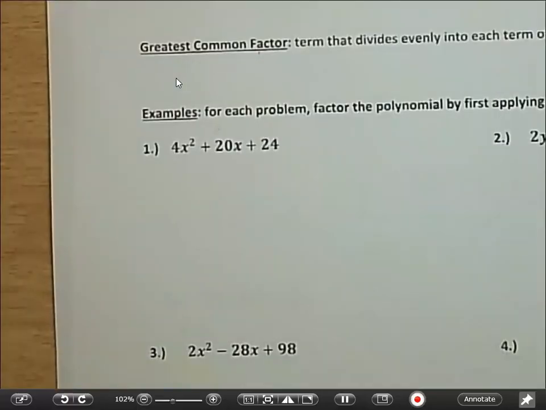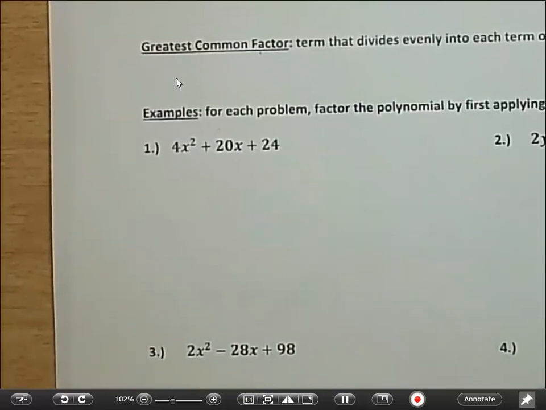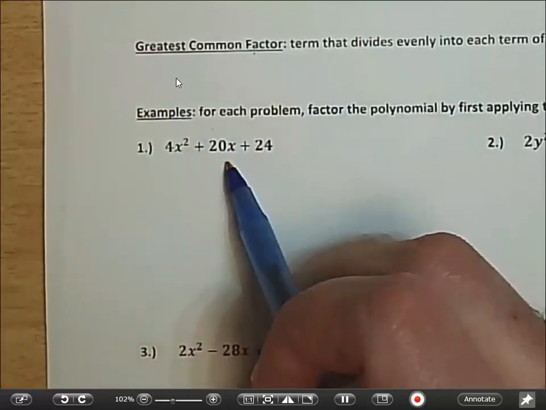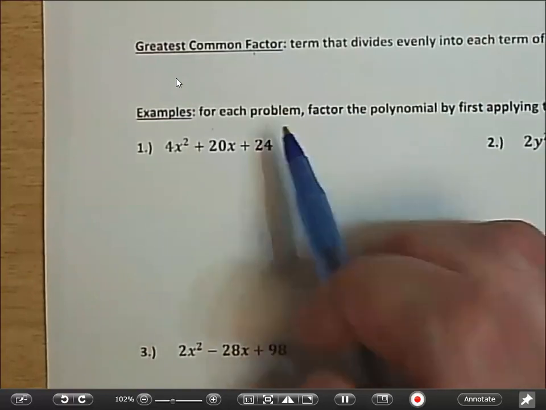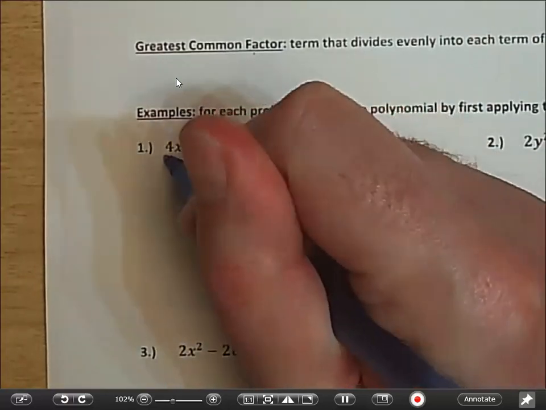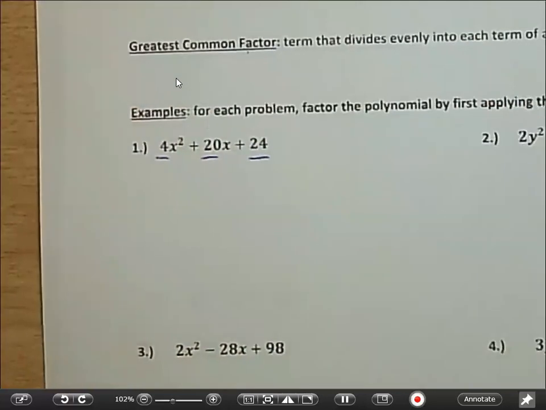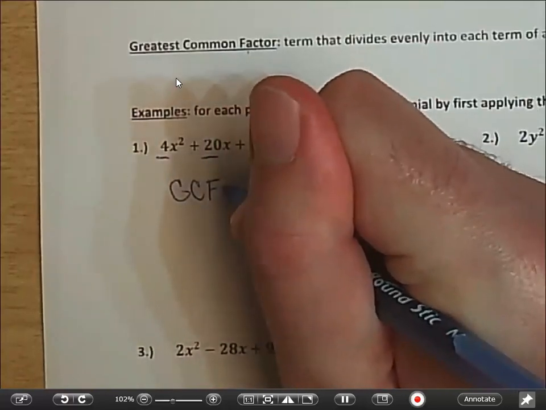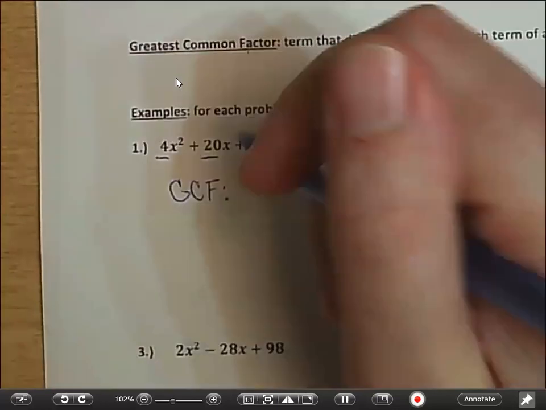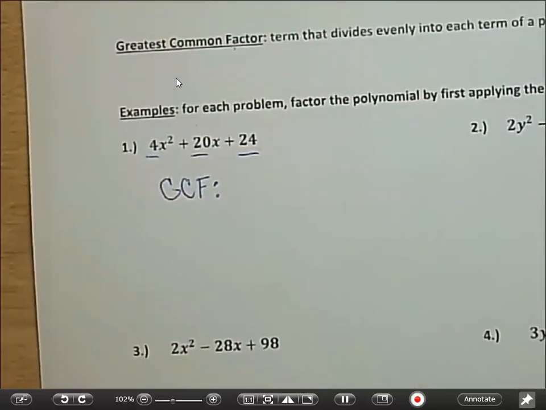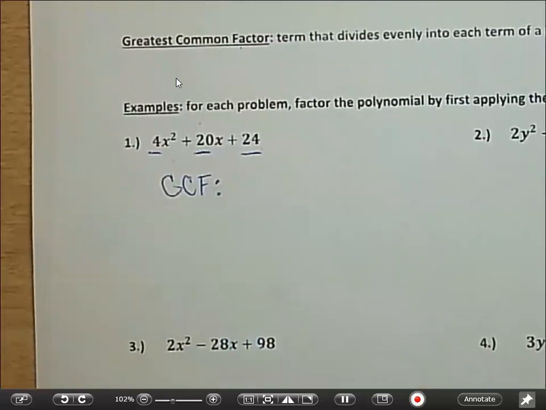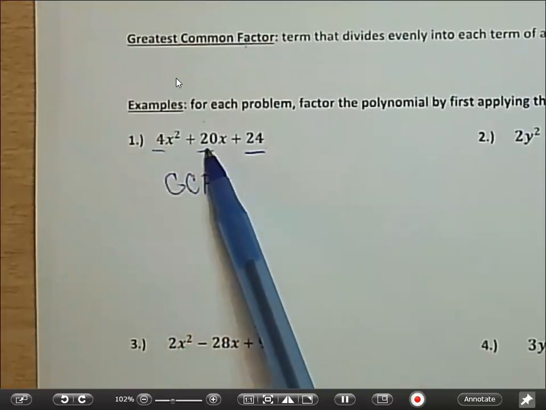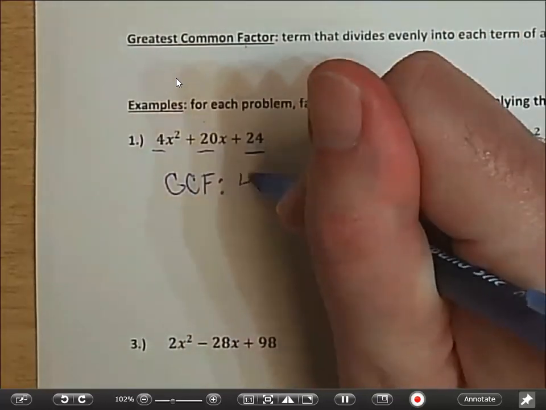You have 3 terms here, so we have to make sure we find a greatest common factor of all 3 of those. Only 2 of the terms have x's, and this last one doesn't, which means we don't have to do much with the variables yet. So instead, let's focus on the numbers. We need to find the greatest common factor for 4, 20, and 24. You could start small. You could say, okay, 2 goes into both of them, but we want the greatest common factor. The largest number that goes into 4, 20, and 24 is actually 4.